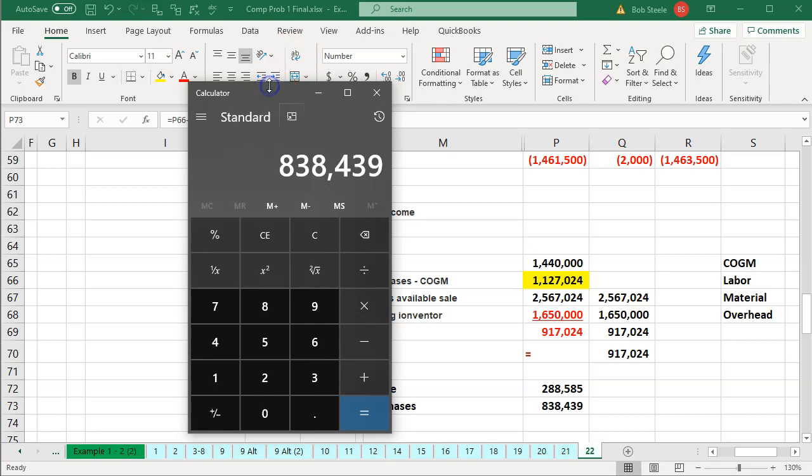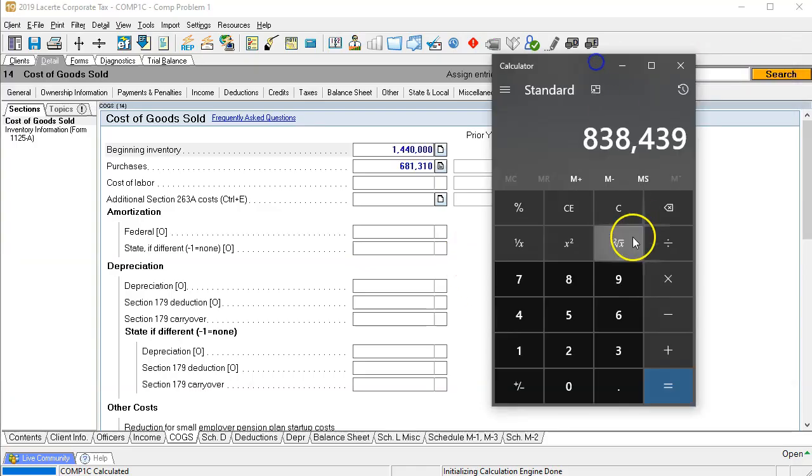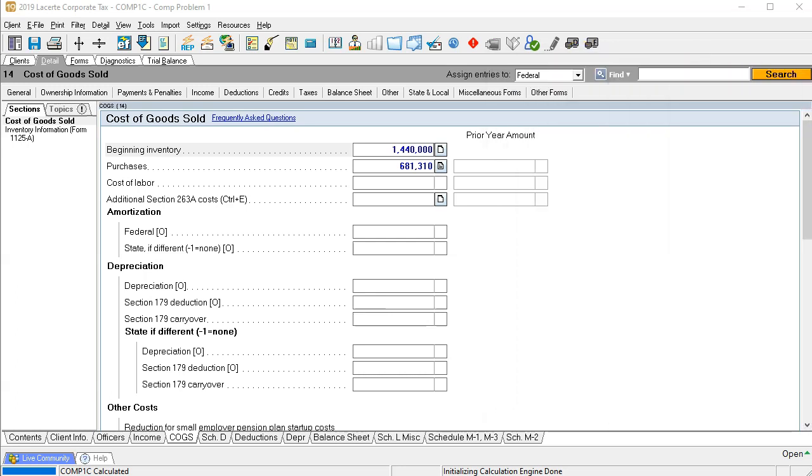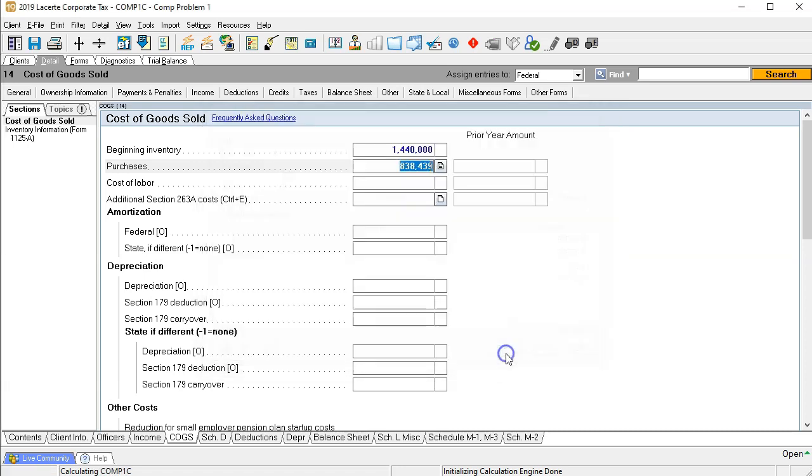So I'm going to say, all right, let's take the 838439 and let's go back to our tax return, and we have in there, I'm going to say minus what we have right now, 681310. That's going to give us a difference. We're going to have to increase it by that 157,129. So I'm going to go in here and say, let's make another adjustment, 157,129, so we don't have to delete anything. And say, all right, so there is that.